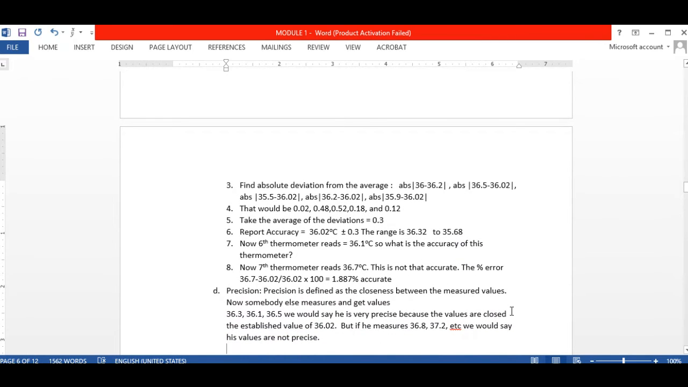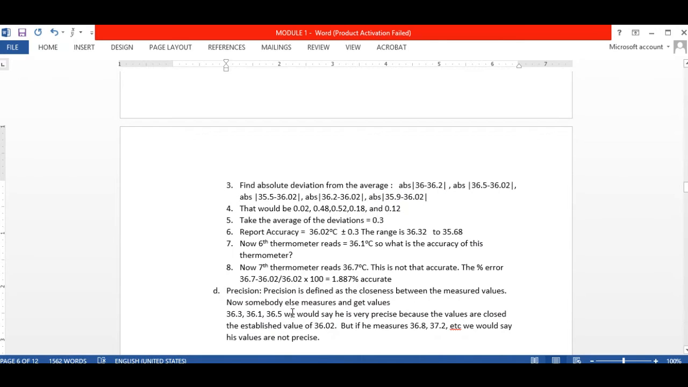Now move on to precision. So this is how you determine the accuracy. They do a lot of tests. I just showed you 5 tests as a simple example, but they do thousands and thousands of tests, and then they establish the range. And when you come up with a new thermometer, you can see how accurate it is based on this range.